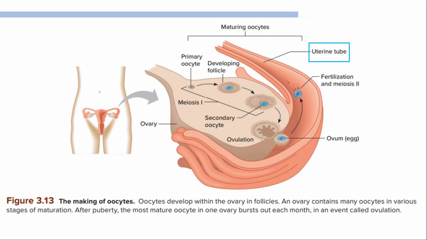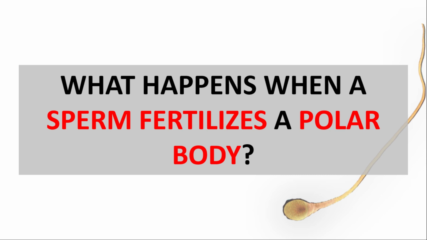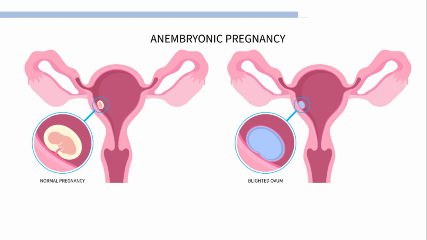It will undergo ovulation, it will enter the fallopian tube or the uterine tube or the oviduct, and it is here in the oviduct kung saan siya ma-fertilize. The fertilization by a sperm cell is the stimulus that will allow the secondary oocyte to continue through meiosis 2, producing the ovum and another polar body, the second polar body. Normally, the sperm cell fuses with the secondary oocyte. But what happens if the sperm cell happens to fertilize the polar body? The result is a blighted ovum.